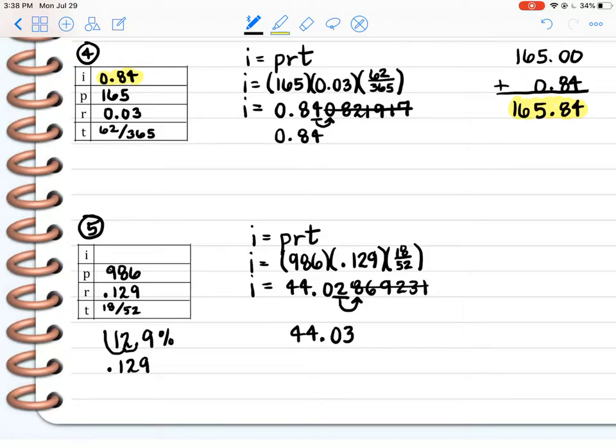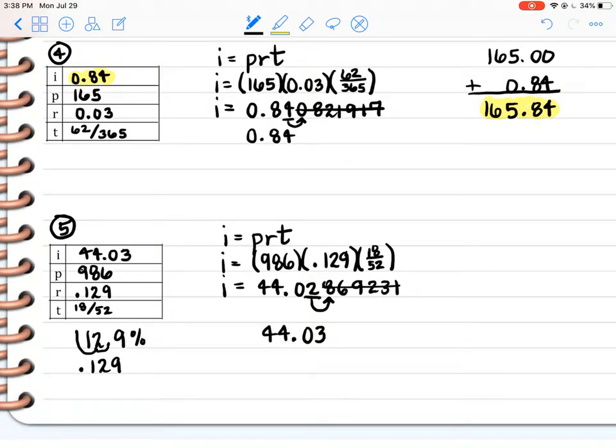And then this goes away. So that is our interest. And then to get the payback, you need to add those two. Principal and interest get added to get the payback. 986 plus 44.03. Pretty steep payback. And that is your payoff.